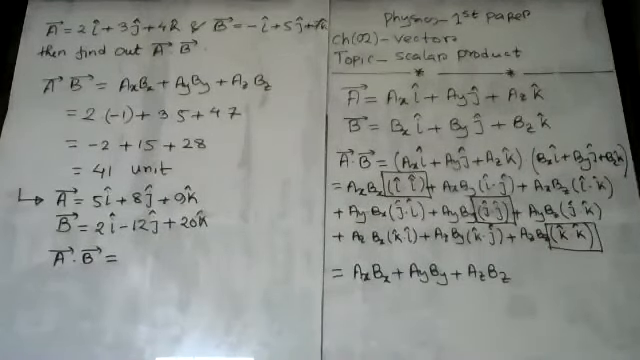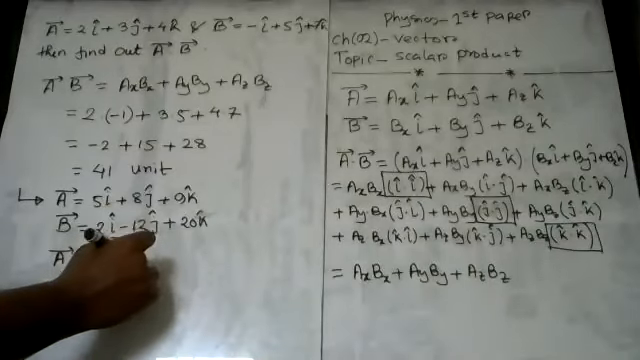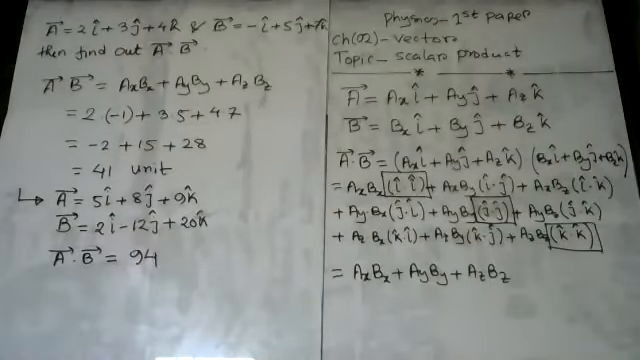I'll give you 2 minutes, my dear student, to solve this. Okay, now find out the value of A dot B. Sir, 94. So this will equal 94. Is it correct, my dear student? It will equal 94. Yes, sir.